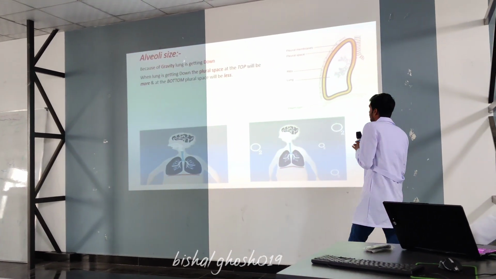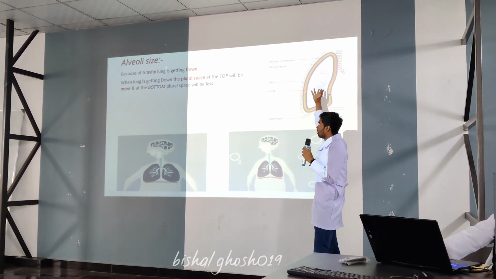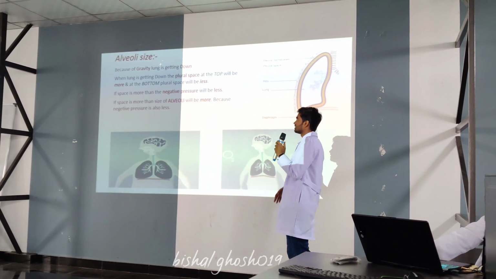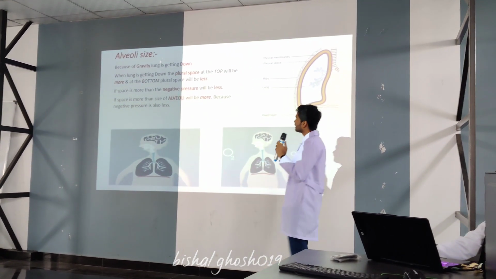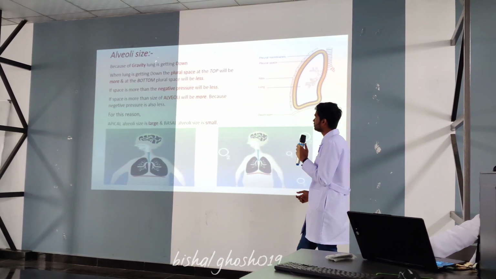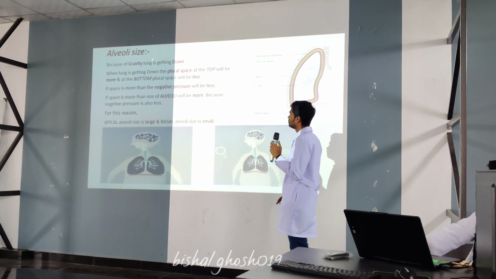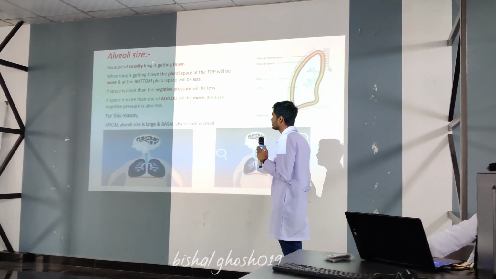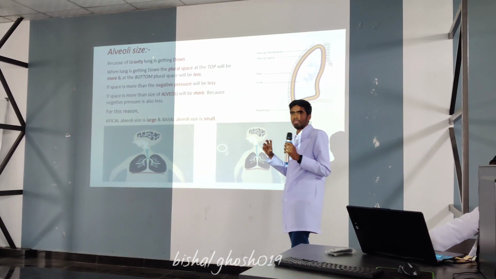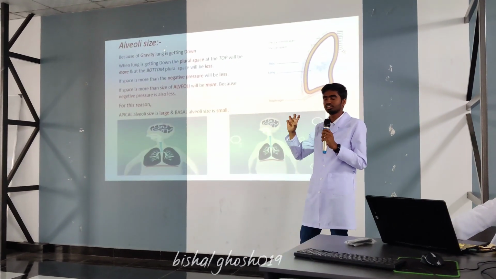And what will happen when the lungs get pulled down? The pleural space at the top will be more. If space is more, then the negative pressure will be less. If the negative pressure is less, then the size of alveoli will be smaller. For this reason, apical alveoli are small, and basal alveoli are large.